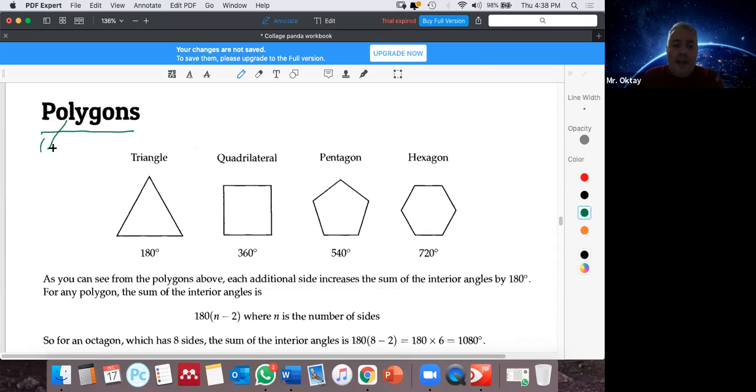Now the polygons. Poly means many, in Greek. Now triangle means 3 sides. Quadro, it's the Latin word, which is 4. Penta, which is 5. Hexa, which is 6. So these are the numbers of sides: 1, 2, 3. 1, 2, 3, 4. 1, 2, 3, 4, 5. 1, 2, 3, 4, 5, 6.